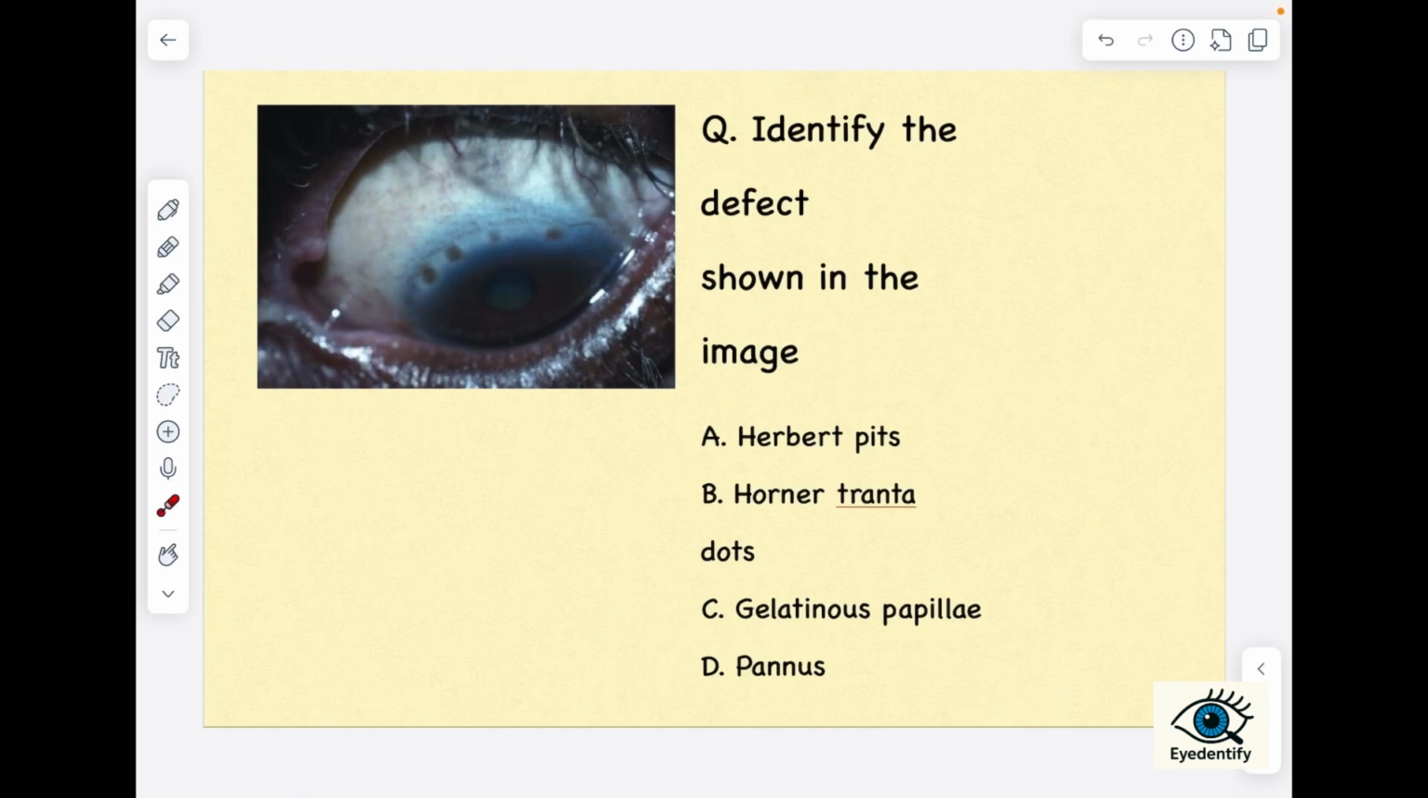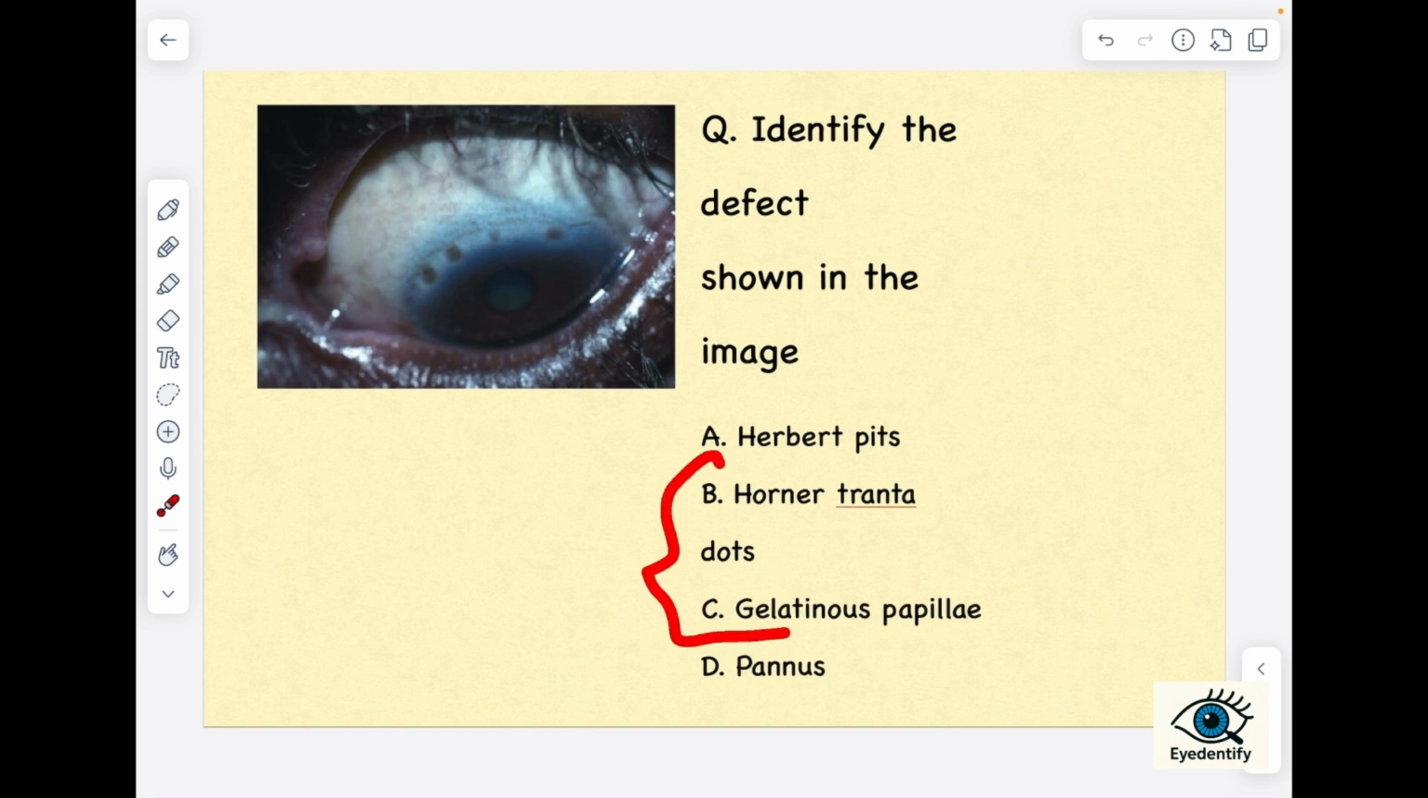So now let's move on to the last question. Identify the defect shown in the image. Options are Herbert pits, Horner-Trantas dots, gelatinous papillae, and pannus. So two options are cut. Horner-Trantas dots, as we have seen, are seen in VKC. So this is not Horner-Trantas dots, and Horner-Trantas dots are gelatinous papillae with white cellular apical deposits.